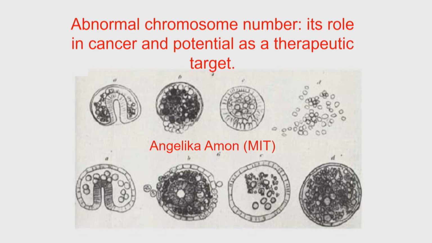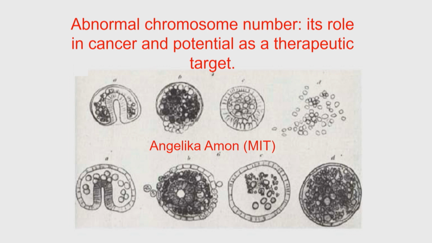So what I'm going to do this morning is very briefly tell you why it's important that you have the number of chromosomes that you do, and what we're trying to learn by studying when you end up with the wrong chromosome number. That's that funny word, aneuploidy, that Mike just mentioned, and why it's important that we understand this.